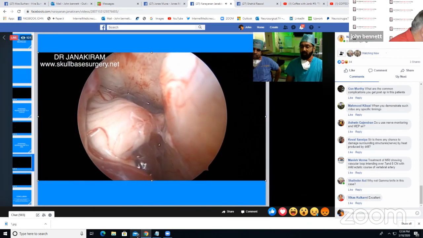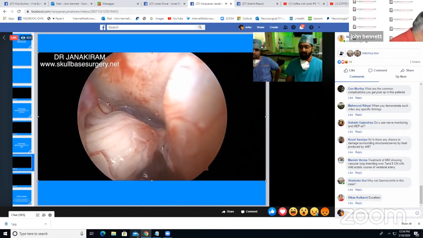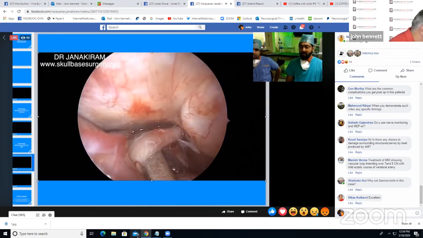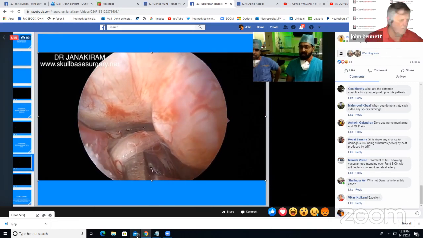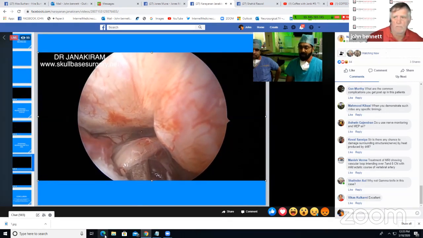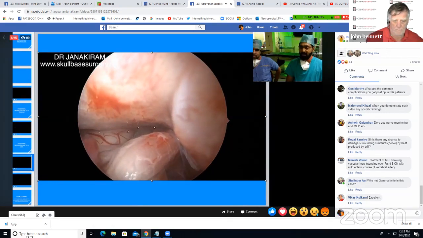Now this is the endoscopic view. See the vein very clearly, how the vein is indenting the nerve. So the endoscope is the best visualization tool, and you see I'm doing it with an endoscope now.